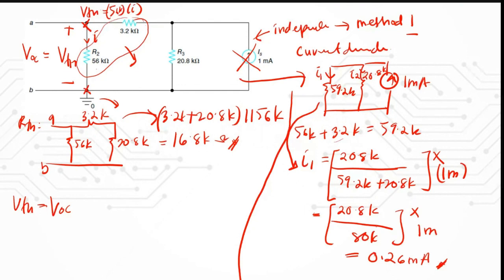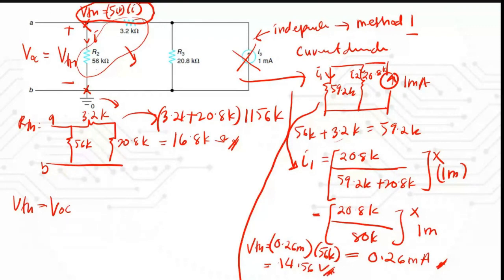Okay, so now you want to get this VTH, right? VTH, so you just use this formula. VTH is actually equal to this I1, 0.26 milli, times 56K. So you know that your VTH is going to be 14.56 volts.